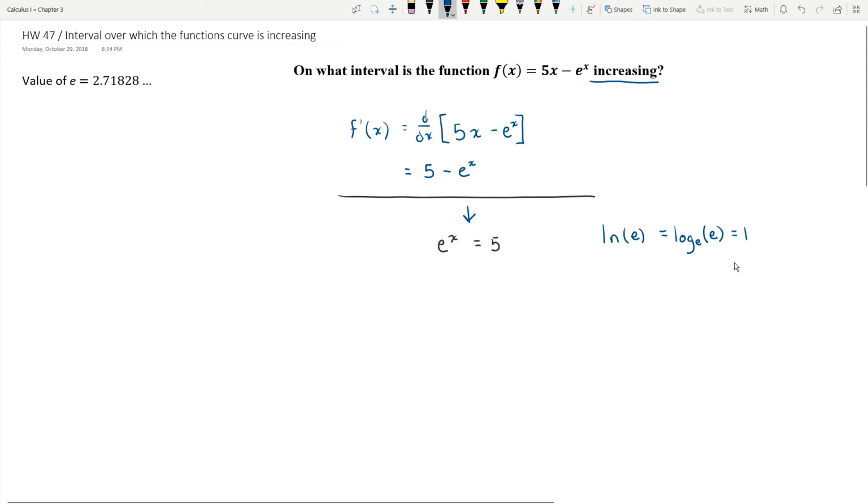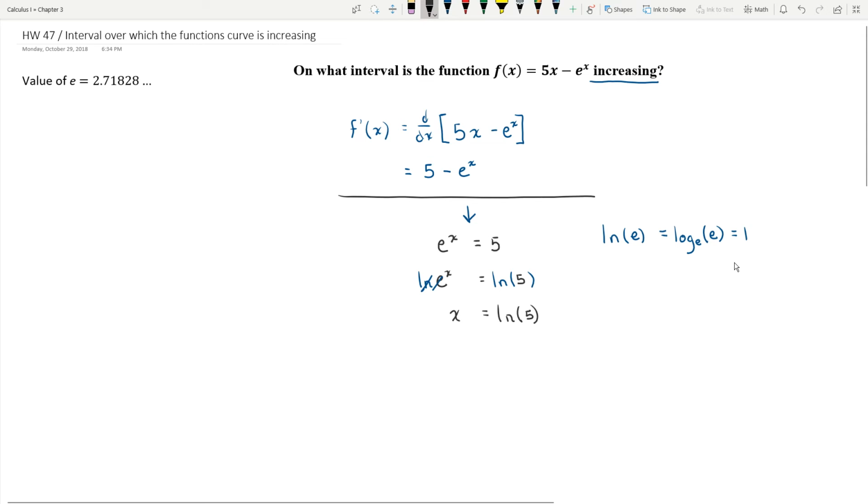So we are setting this equal to ln of e to the x is equal to, and on the other side we have to do the same thing, ln of 5. And what this allows us to do is essentially bring the x down. We now have x is equal to ln of 5.